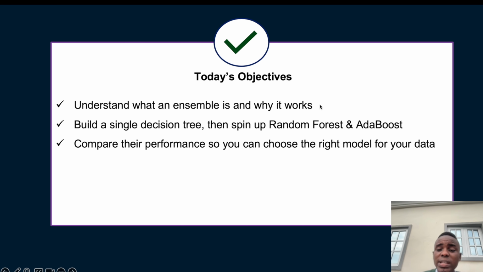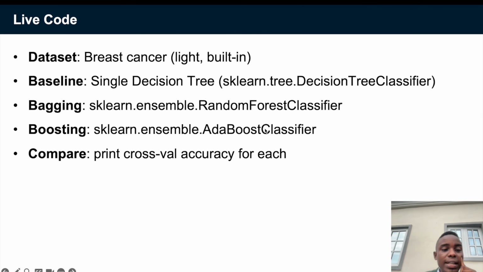Now that's our objective 1, to achieve them. Now let's go into building a decision tree, see how it works, and then spin up random forest and AdaBoost, and then we round it up with comparing their performance. So we're going to be using cancer data. Of course, we're already talking about the doctor scenario, so let's just use the breast cancer data. And for the baseline tree, we're going to be using a single decision tree, which we can import from sklearn.